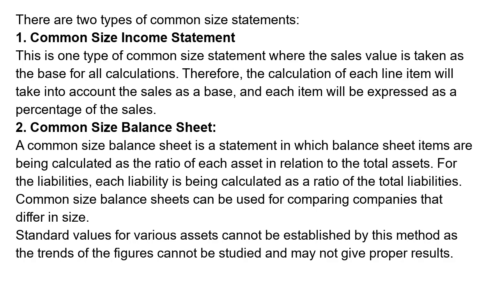Second one, common size balance sheet. A common size balance sheet is a statement in which balance sheet items are calculated as the ratio of each asset in relation to the total assets. For the liabilities, each liability is calculated as a ratio of the total liabilities.